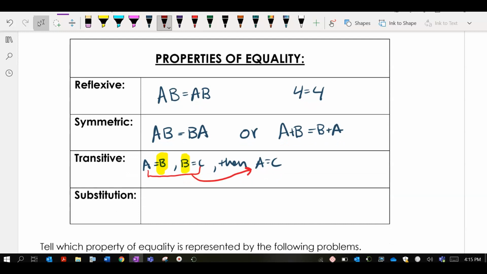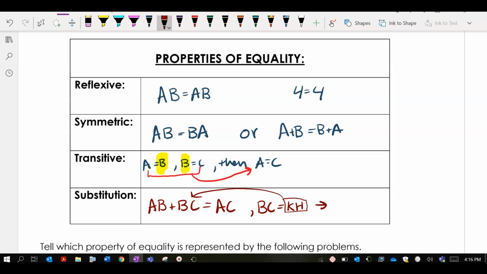Next is substitution. So this is if we had an equation, let's say AB plus BC equals AC, and I know that BC equals KH. Oh, okay, well, that means I can take this KH and plug it into here. So then we'll have AB plus KH equals AC, and that's a true statement.